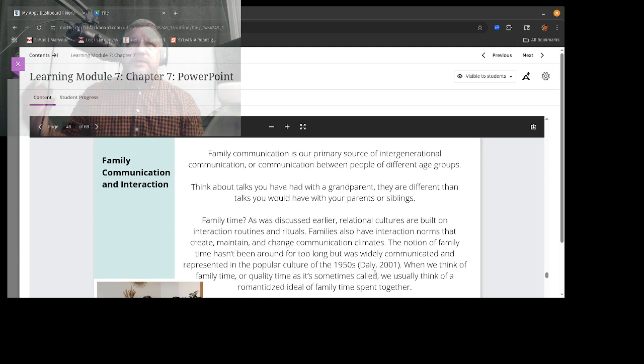Family communication is our primary source of intergenerational communication, or communication between two different age groups of people. And what I mean by that, think about this. It's through family. We talk to our grandparents, right? And how drastically different in age they are.